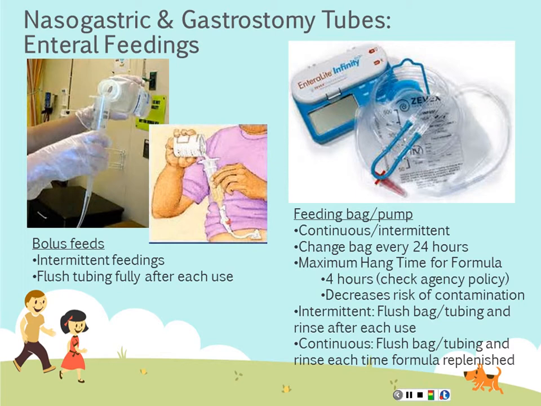So if you've got continuous feeds, you're still going to rinse it out each time your formula is replenished. If it is intermittent, you're going to flush the bag and tubing and rinse it out after each use, and that can just be done with tap water.